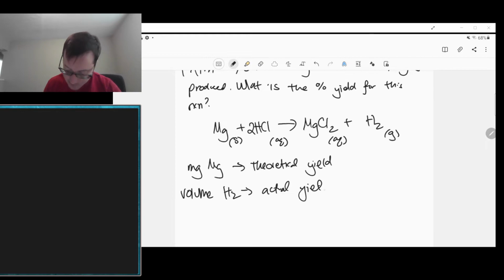But our actual yield is experimental, right? And that's going to be what we have from our volume. And remember that percent yield is actual over theoretical times 100, right? So we can do that.